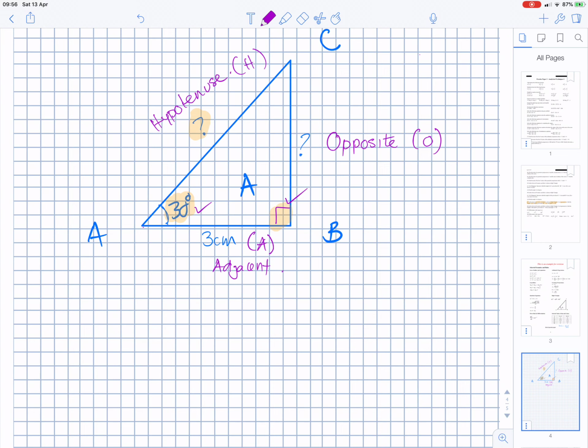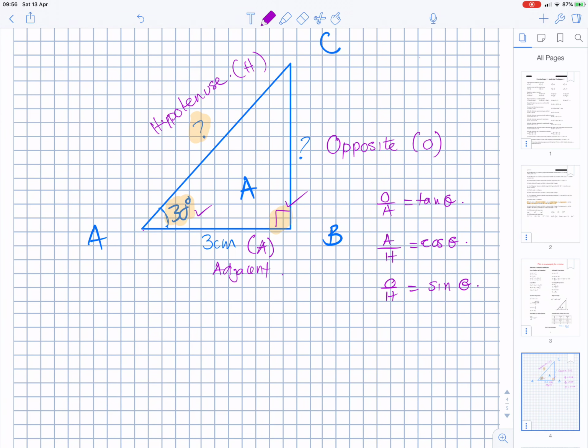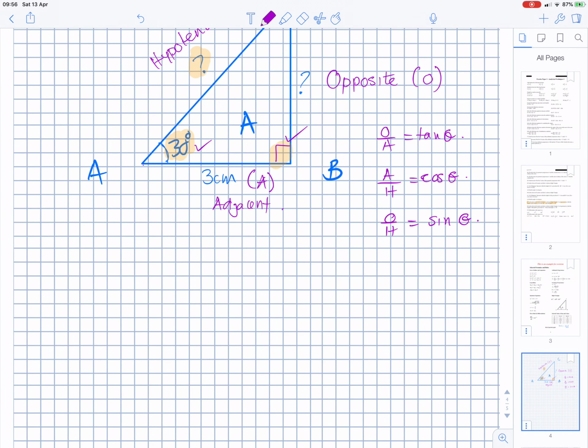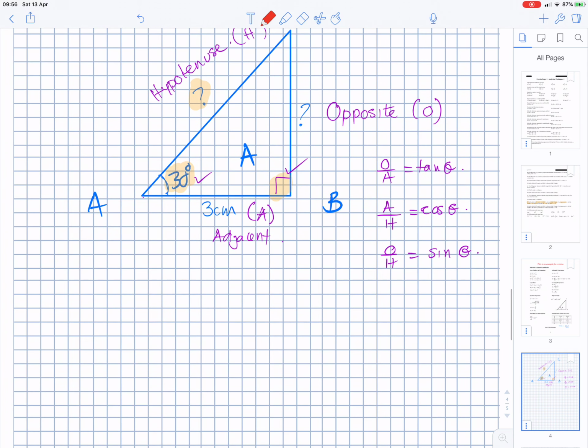Now we know that opposite over adjacent is tan theta, where theta is the angle. In this case, theta is 30 degrees. Then adjacent over hypotenuse is cos of the angle, and opposite over the hypotenuse is sine of the angle. And what are we looking for? We can either find the hypotenuse or the opposite side. I think I'm going to go for the hypotenuse first.